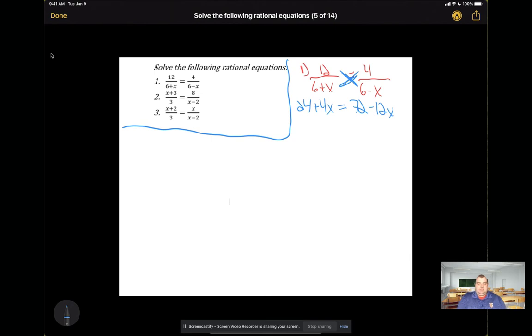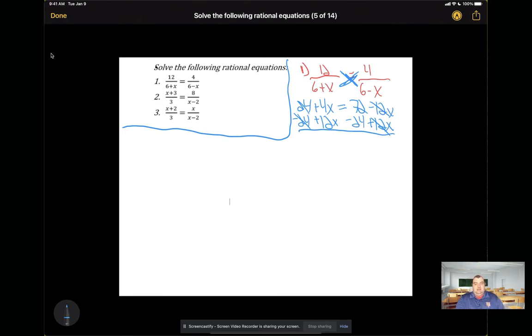In an effort to keep things positive, I'm going to choose to move the minus 12x over by adding 12x to both sides. So in other words, I'm going to move the variables to the left-hand side, which means all of the constants are going to get moved over to the right-hand side. So the 24 is going to get moved over to the right-hand side by subtraction. Negative 12x and positive 12x cancel. 24 and negative 24 cancel.